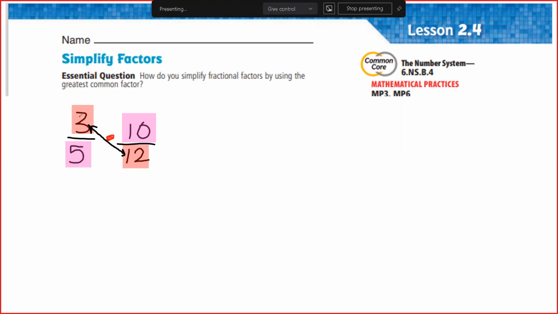Now what can I do? I look at the small one. Here we have a 3 and here we have a 12. What is the small one? What is the least number? It's a 3. And we know that 3 is a prime number, so that means 3 can be divided only by 3. So I will divide 3 by 3, which is 1. And I will divide 12 by 3, I will get 4. 3 divided by 3, I get 1. 12 divided by 3, I get 4.